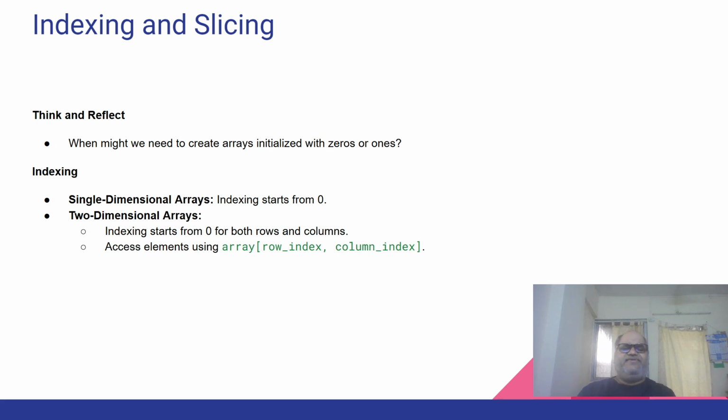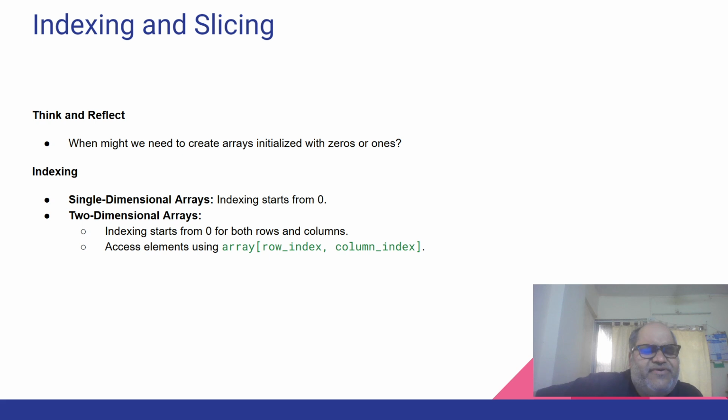When do you need to create arrays with zeros or ones? Typically, there are some common scenarios when you want your arrays to be initialized. Initializing with zero, initializing with one, in a very simple way, could be when you want to create an identity multiplier. There are several scenarios where you need zeros and ones arrays.